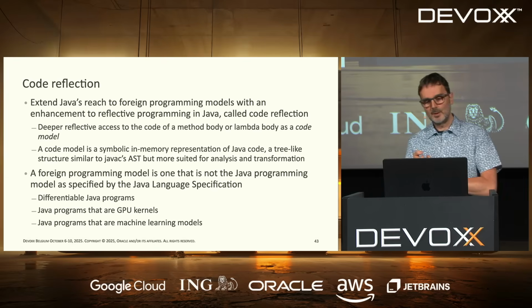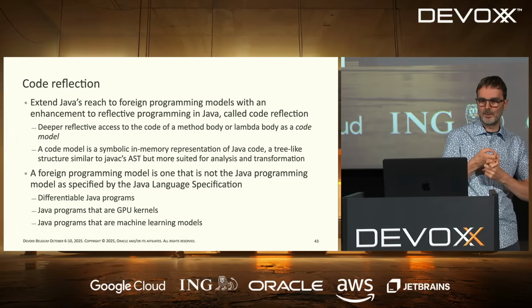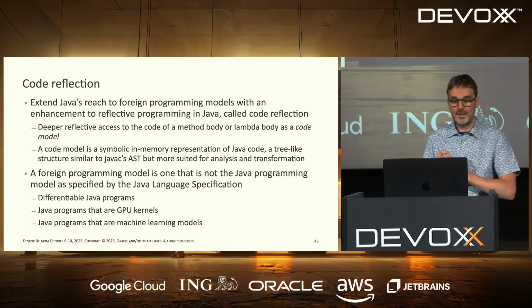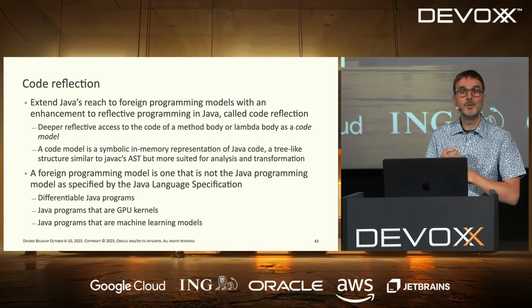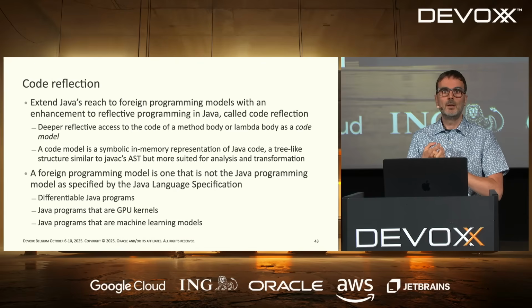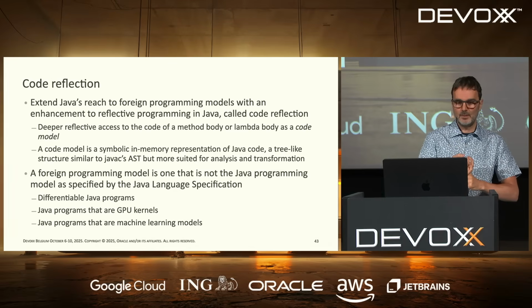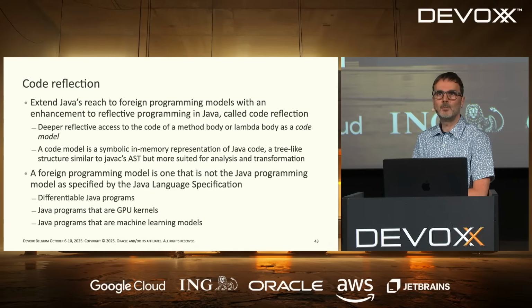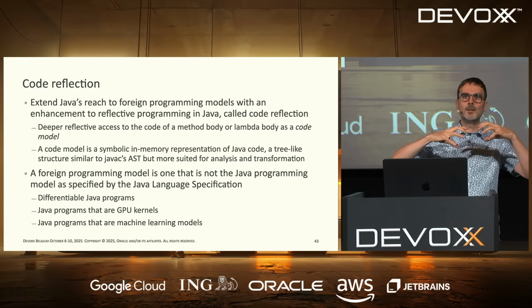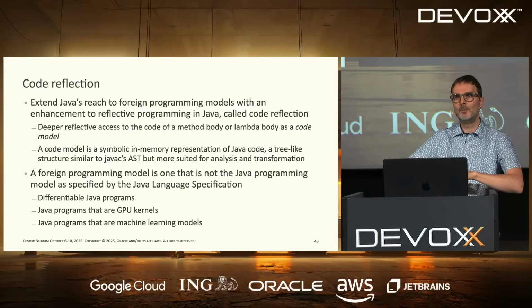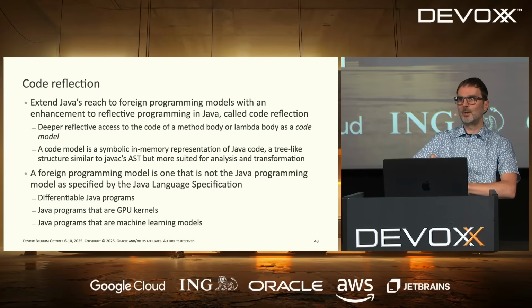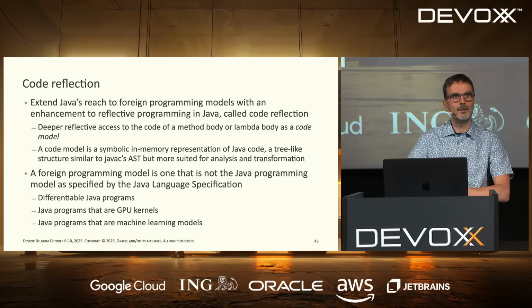So a foreign programming model is one that is not the Java programming model as specified by the Java language. So you can think of differentiable Java programs. The Java language specification and Java virtual machine specification, they know nothing about that. They know nothing about GPUs. They know nothing about machine learning models. What we want to do is embed that knowledge into Java libraries instead. We cannot specify what GPU programming models or differential programming models are in the specification. That does not scale. We can't grow the platform like that.